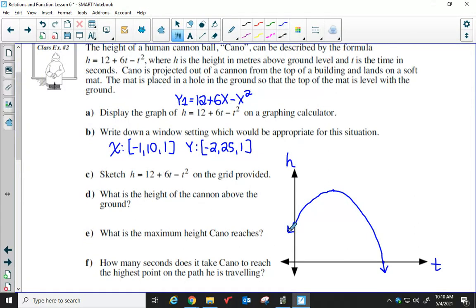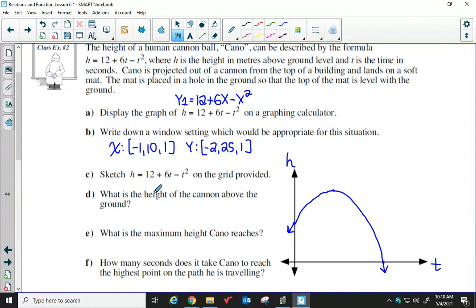And once again, you just have to tweak this. There's no absolute procedure you can follow to get the best window settings. You have to tweak it in terms of the context of the problem until you can see everything. So I'd say for a curve, you want to make sure you can see both the x and y intercepts, and you also want to see the spot where you have either the top of the curve or the bottom of the curve. Okay, D says, what is the height of the cannon above the ground?